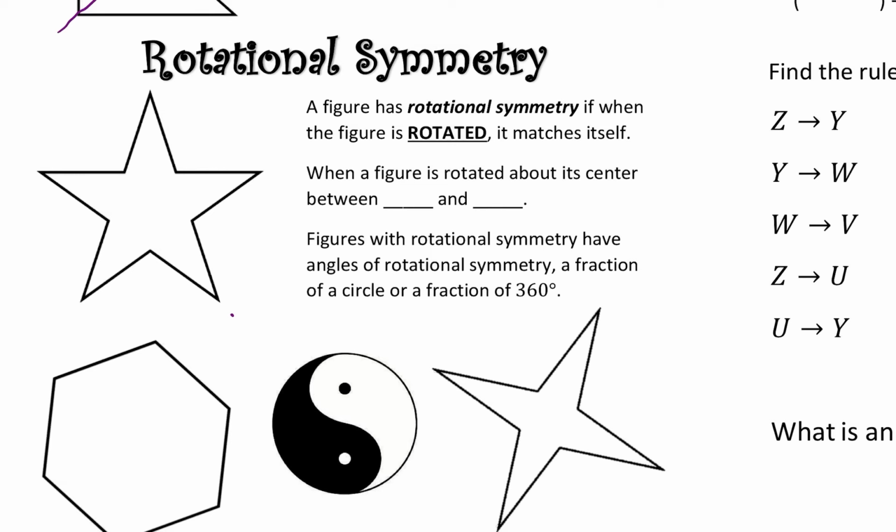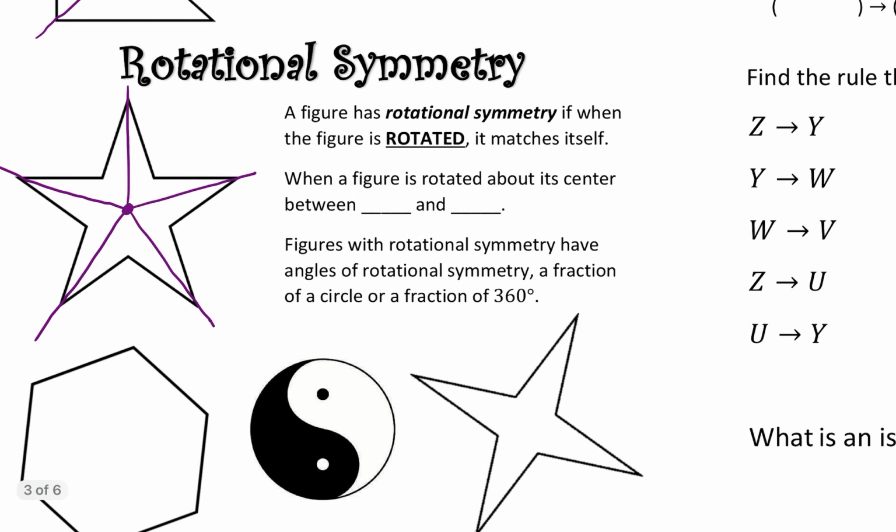Rotational symmetry is when the figure is rotated and it matches itself. So what we can do is take the star and say, okay, it starts here, and every point that looks identical is one line of rotational symmetry. So for instance, we have 4 times that we can rotate it before we get back to our original.